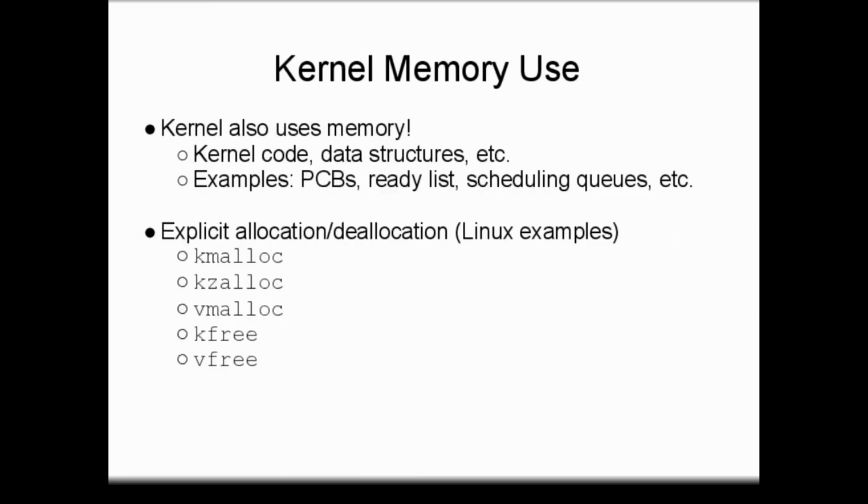In addition to sharing memory among processes, the kernel has memory requirements of its own. Aside from the kernel code and its own automatic variables, the kernel is filled with data structures that dynamically grow and shrink during the course of system operation. These data structures are numerous and include process control blocks, the ready list, scheduling queues, device access tables, and many other types of structure. Unlike some processes, however, all memory allocation and deallocation in the kernel is performed by the kernel programmers. In the Linux kernel, programmers can use one of a number of functions, including kmalloc, kzalloc, vmalloc, kfree, and vfree.